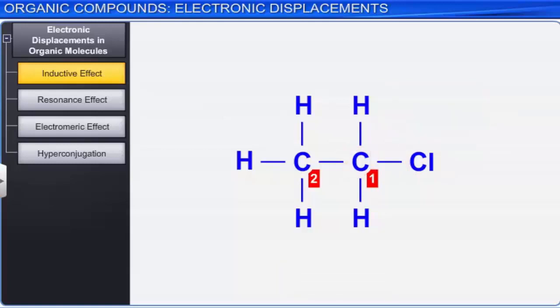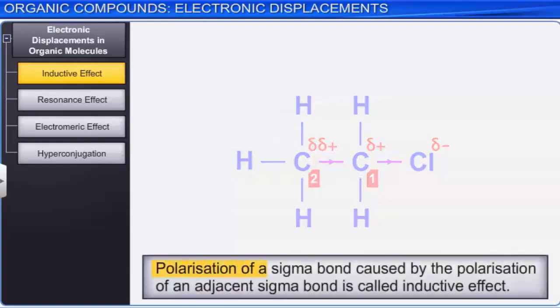Hence, the electron pair shared between carbon and chlorine is displaced towards the chlorine atom. Thus, a partial negative charge is acquired by chlorine and a partial positive charge is acquired by carbon. The partial positive charge on C1 draws some electron density towards itself from the adjacent carbon-carbon bond. This causes C2 to acquire a small positive charge. The delta plus represents a relatively smaller positive charge as compared to that on carbon 1. Thus, the carbon-chlorine bond induces polarity in the adjacent bonds. Such polarization of a sigma bond caused by the polarization of an adjacent sigma bond is called inductive effect.